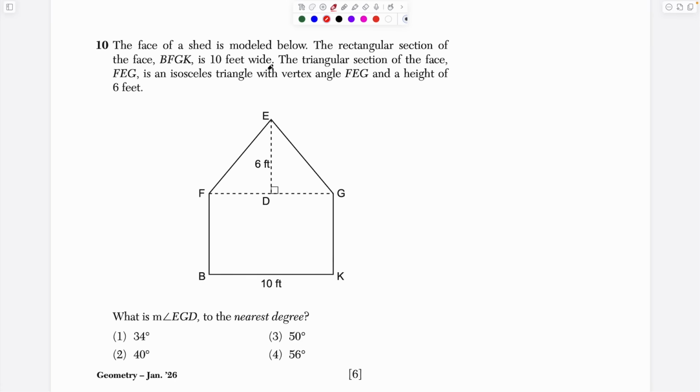Question 10, the face of a shed is modeled below. The rectangular section of the face BFGK is 10 feet wide.